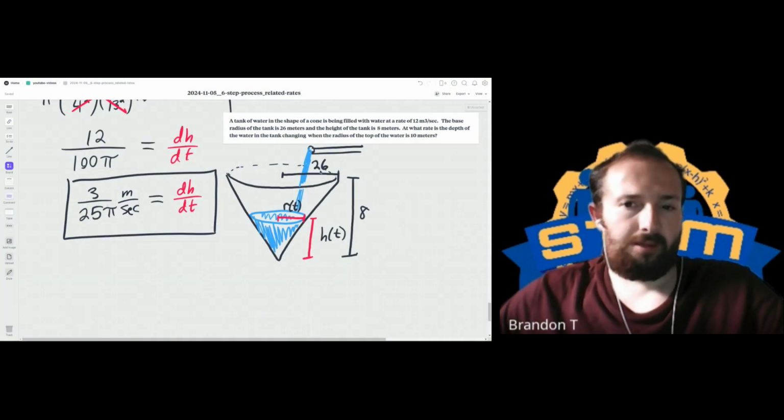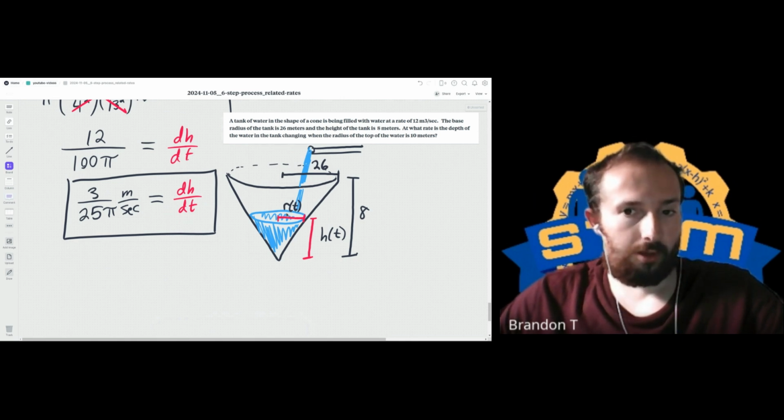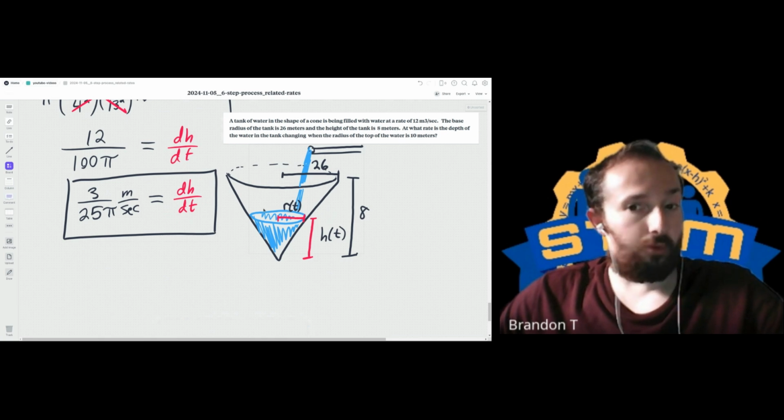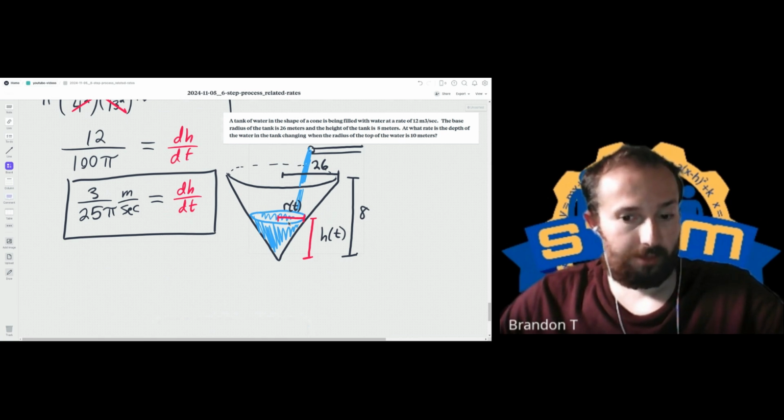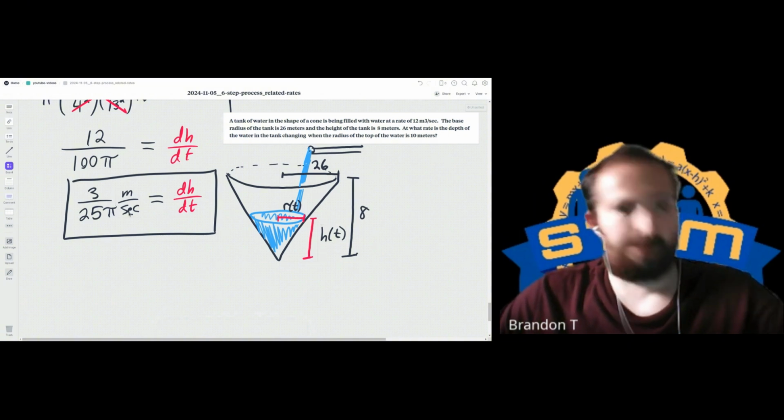Now, what does this actually mean? If we pour in water, the volume is increasing because the amount of water going into the container is increasing. And if the volume of the cone, of this blue cone, the water in the shape of a cone, is increasing, doesn't it make sense that the height must be increasing? So the derivative should be positive. Yes, I would say it does.